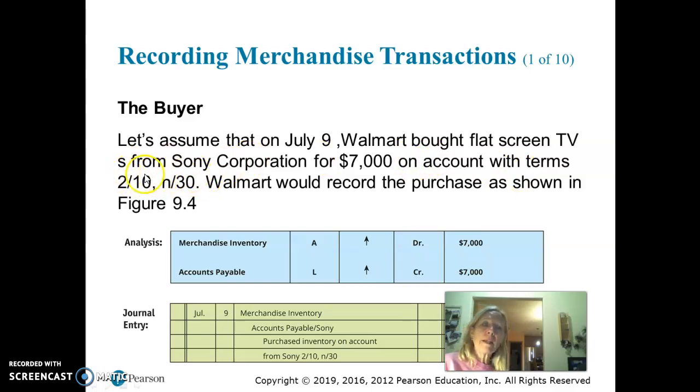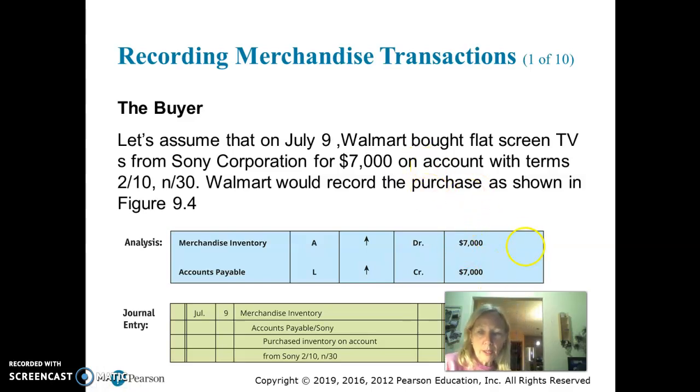What that means is you get a 2% discount if you pay the $7,000 within 10 days. 2/10, 2% in 10 days. The net is due in 30 days. So if you don't take the discount, then the whole amount is due in 30 days. Remember, that's an account payable, due in 30 days.